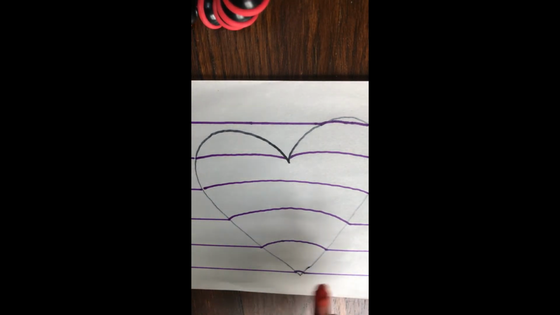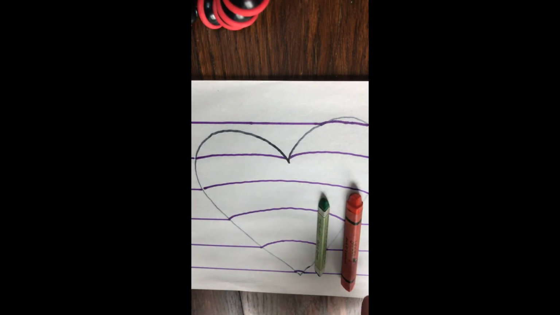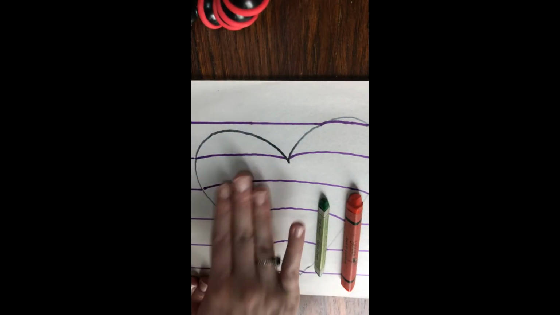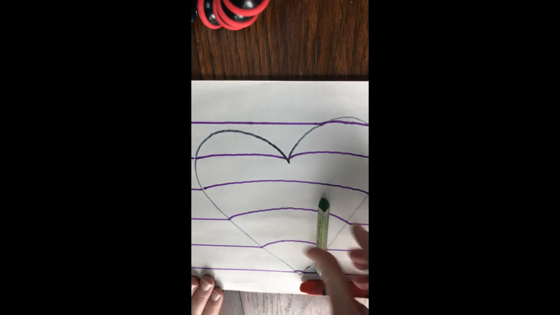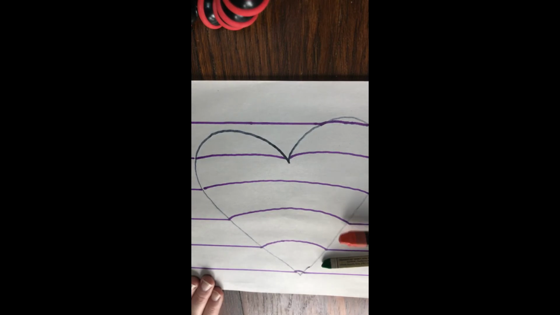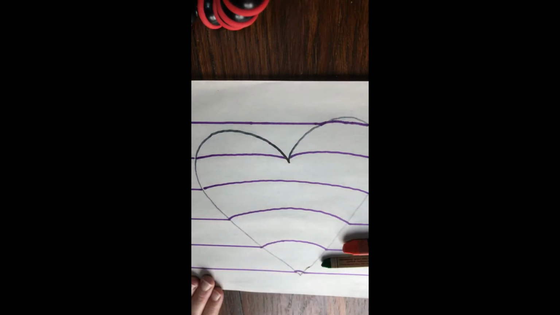Next, you need to pick 2 colors to color in your heart. We're going to only color in the background, so not the actual heart, just the background first. As you're coloring, you want to alternate the colors. So I'll go orange, green, orange, green. And again, leave the heart alone for now.